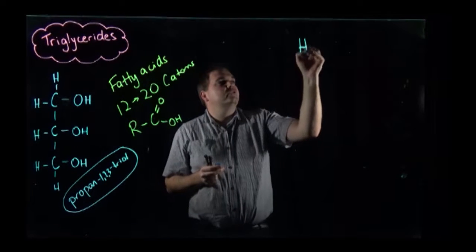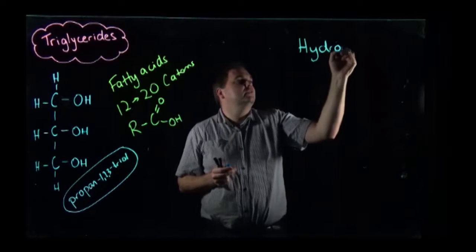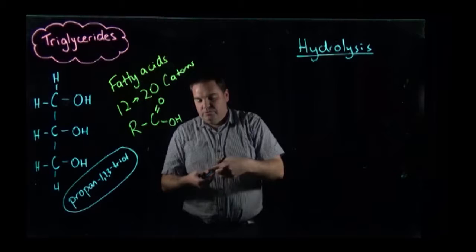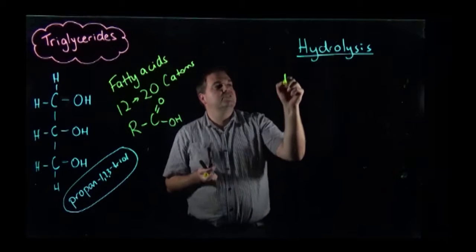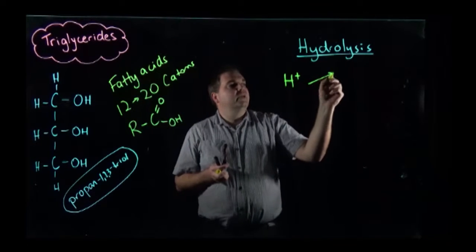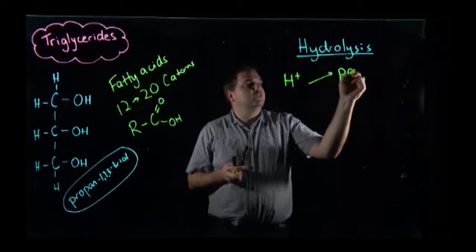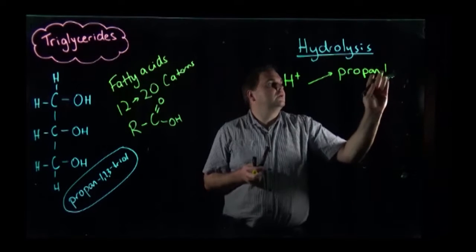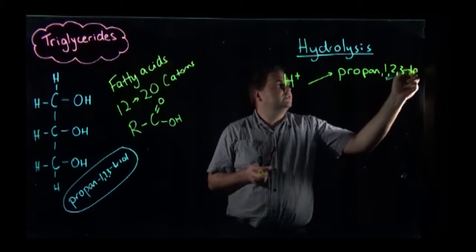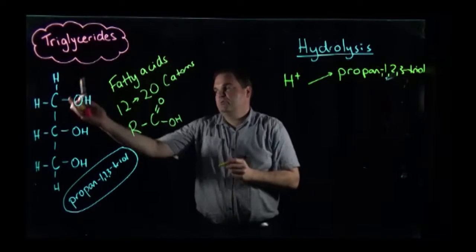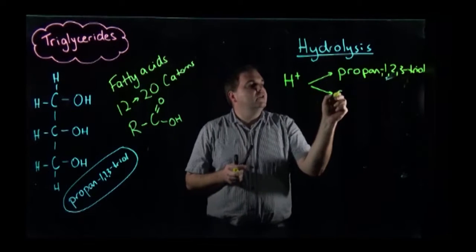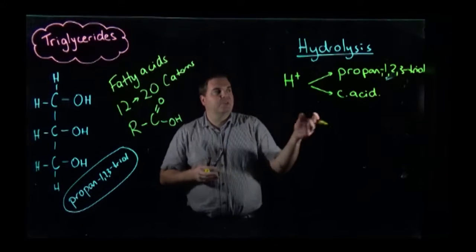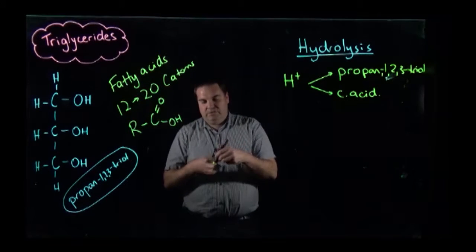So if we look at hydrolysis, there are two types. If we do H+, acid hydrolysis, the products that we get are propan-1,2,3-triol, which is the structure over here, and you get your carboxylic acid, your fatty acid, back. That's just because you'd expect an acid to be produced in acidic conditions.